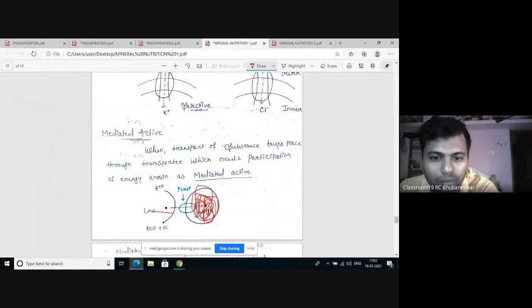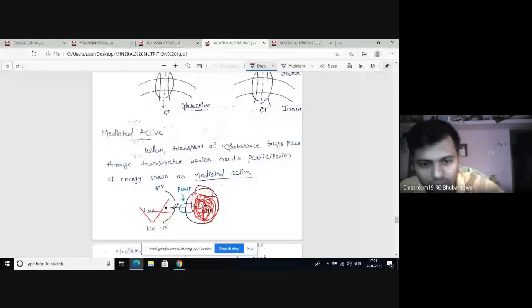Still, the cell needs sodium, but here the concentration of sodium is less. So for this transport, normal diffusion cannot occur. Still, the cell uses the energy of ATP to transport sodium into the cell. So the protein which uses the energy of ATP to transfer ions into the cell is known as a pump.